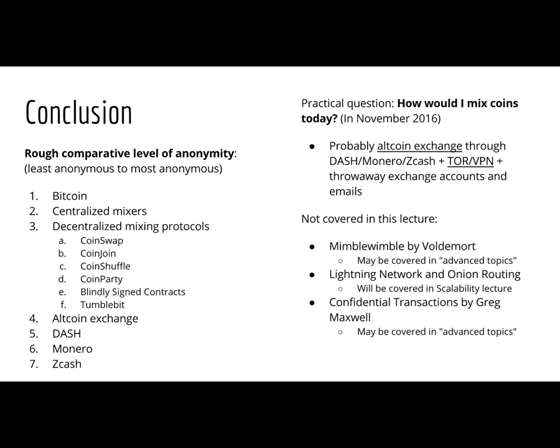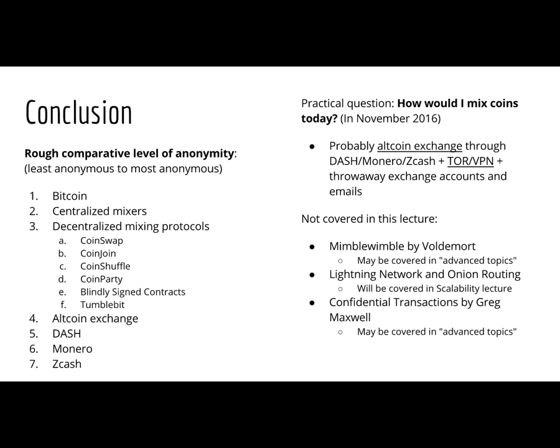So in conclusion, a rough comparative level of anonymity. Bitcoin's pseudonymous. We go to centralized mixers, then all our decentralized mixing protocols. And then Zcash is definitely the most anonymous and the one that promises true, pure anonymity.